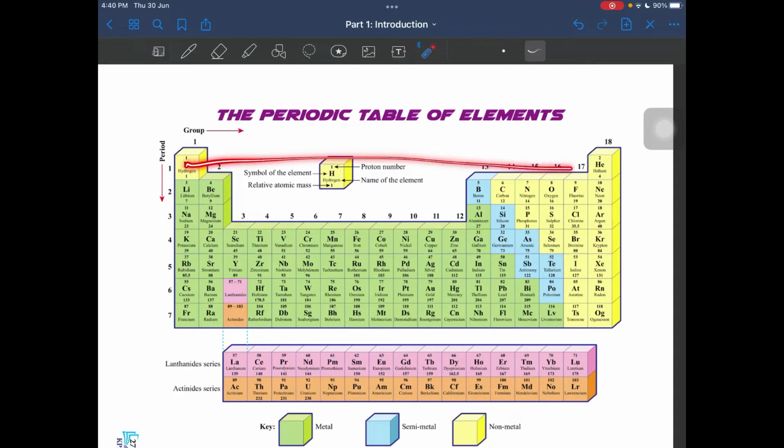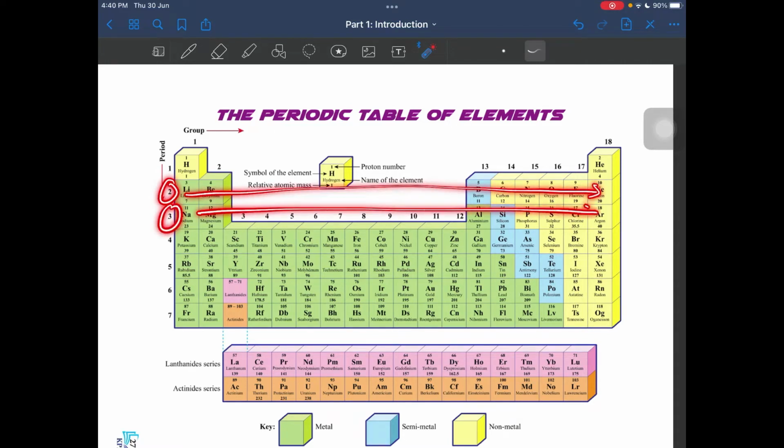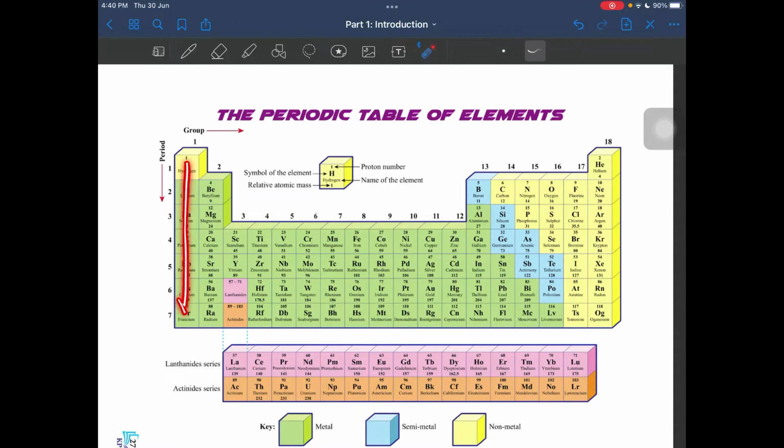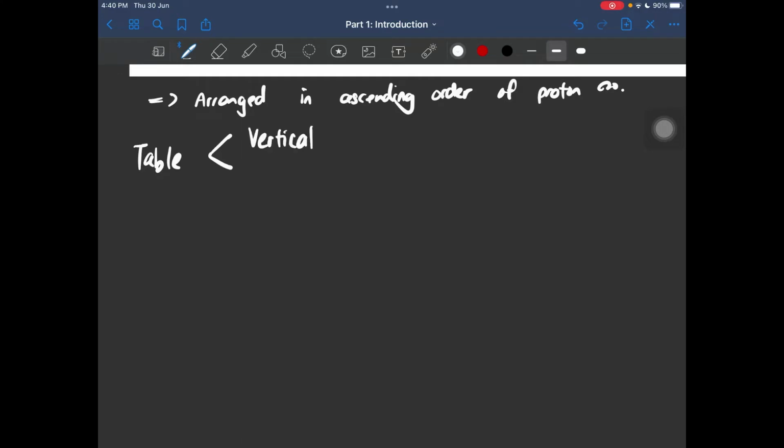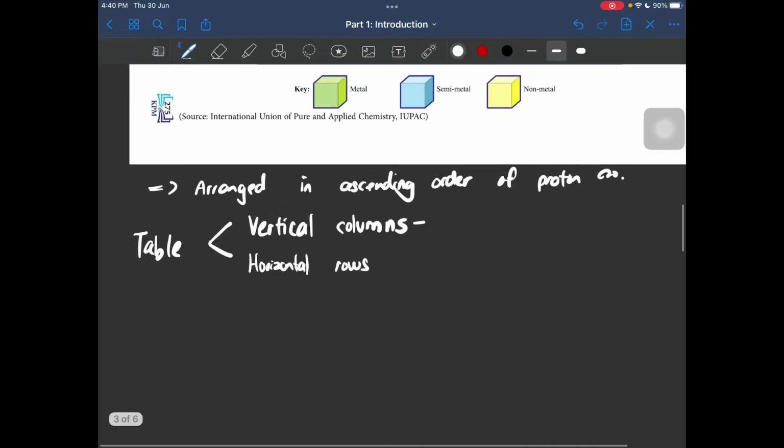And if you look at the horizontal rows, the first horizontal row would be period 1, the second would be period 2, and the third would be period 3. So basically, the vertical column is called a group, and the horizontal row is called a period. All right, let's write that down. The periodic table is divided into 2: the vertical columns and the horizontal rows. The vertical columns are called groups, and the horizontal rows are called periods.